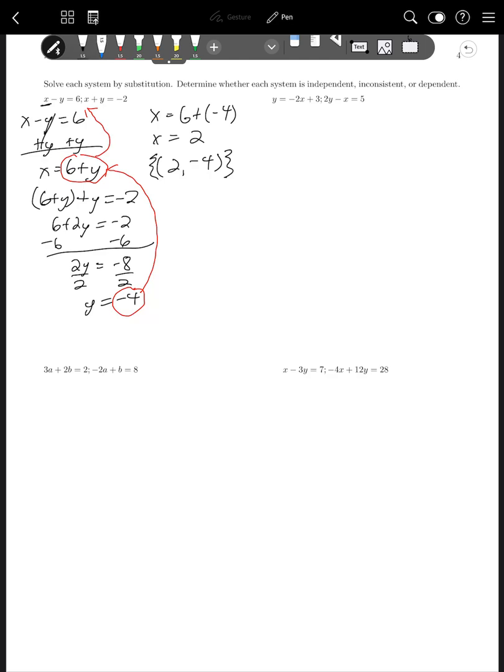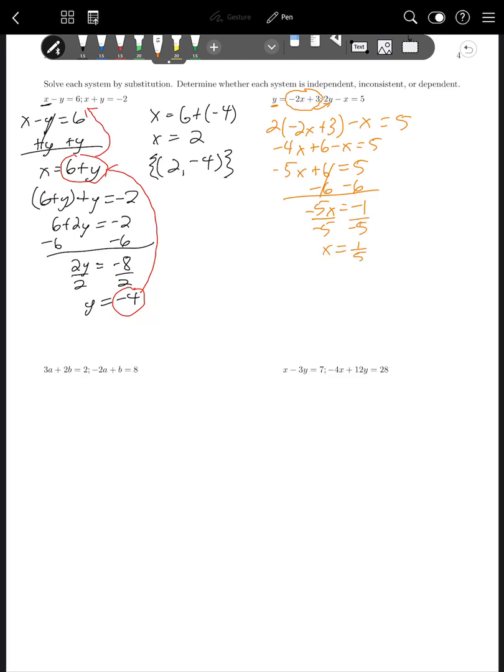So in the second one here, this first equation is already solved for y, so I can just use that, right? I can take this negative 2x plus 3 and plug it in for y in the other equation. So that's 2 times negative 2x plus 3 minus x equals 5. Distribute, so that's negative 4x plus 6 minus x equals 5. Combine like terms, so it's negative 5x plus 6 equals 5. Subtract 6 from both sides, and we get negative 5x equals negative 1, and then divide by negative 5 to get x equals 1/5.